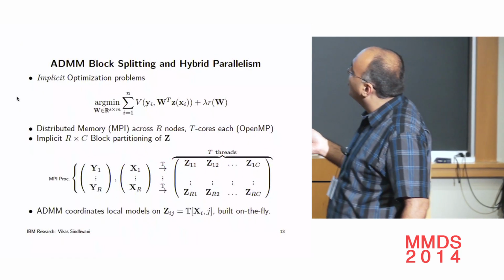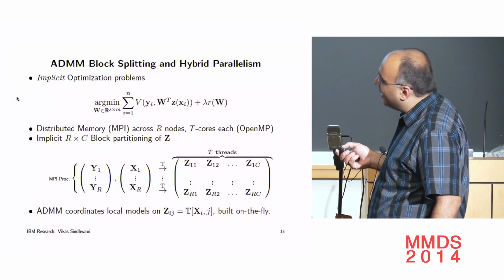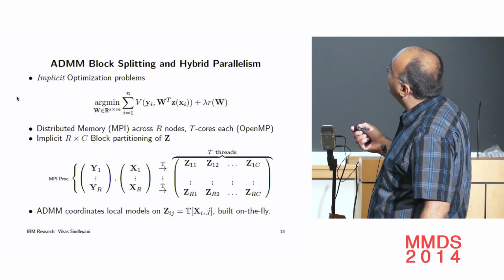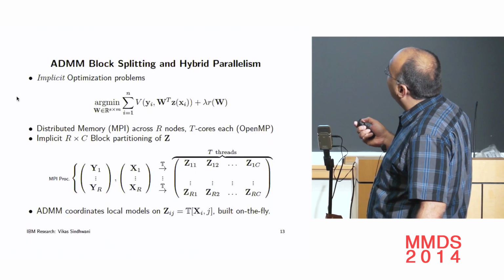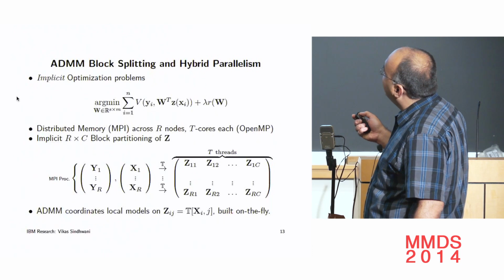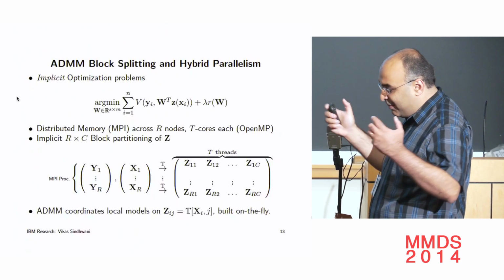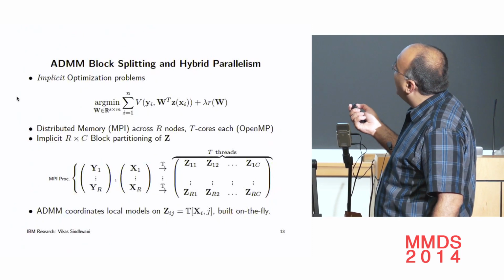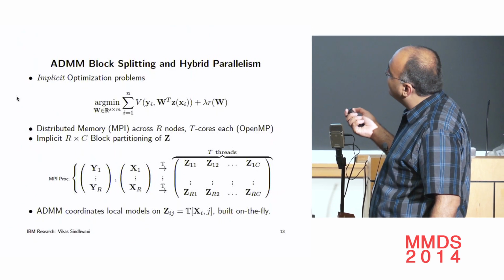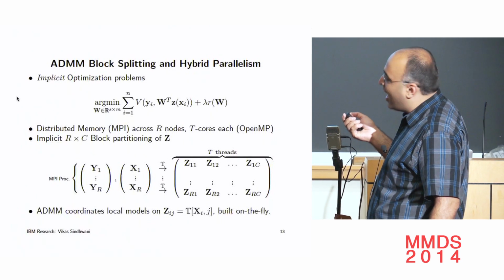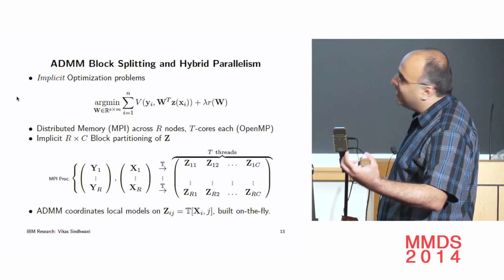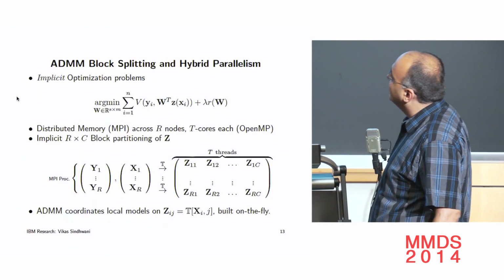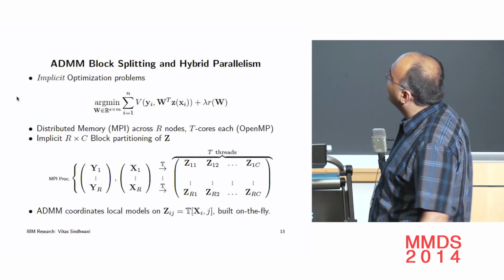So our implementation is going to be, going back to the problem we are interested in, we call this implicit optimization in the sense that we have this regularized loss minimization, but this data is actually implicitly, it's big data, but it's implicitly a function of relatively small data, xi. We want to solve this optimization problem. Our environment is going to be R nodes with distributed memory. Each node is a T-core machine on which we want to run OpenMP and exploit shared memory parallelism. And so this is this hybrid parallelism setting.